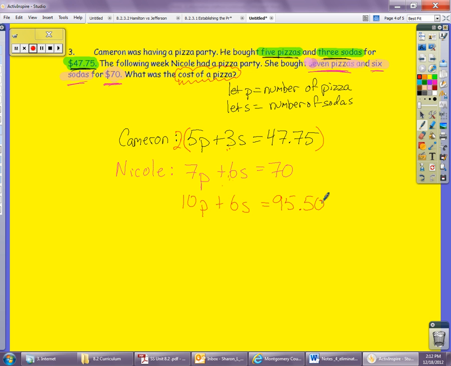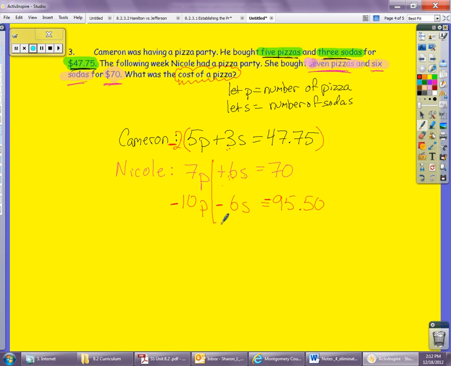$47.75 times 2 is $95.50. So we can look at our S. They're both S's, they're both 6's, but one's positive and the other one's positive. We need one to be positive and one to be negative. So I'm going to go back and change this to negative 2. So it'll be negative 10P, and then it'll be minus 6S. And it'll be negative $95.50.